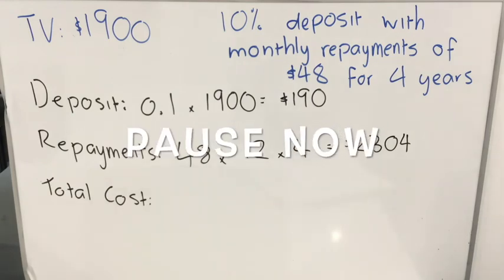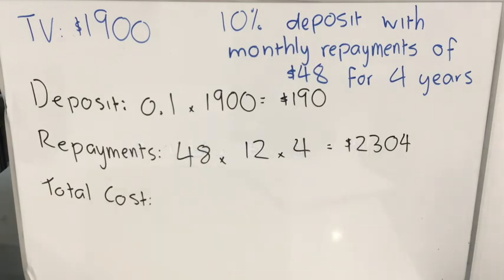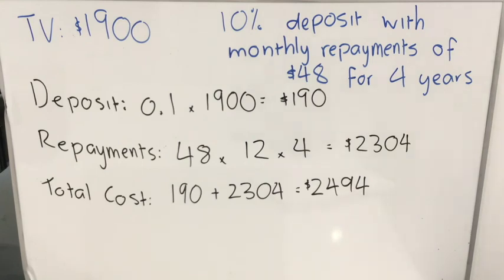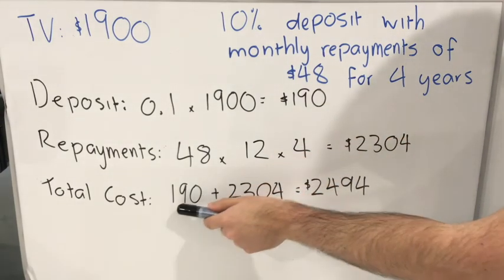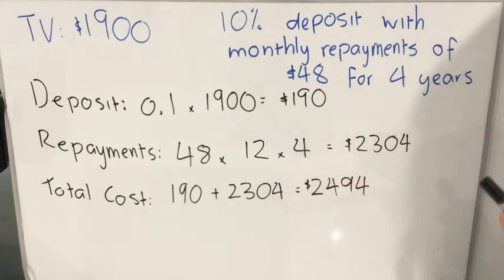Last part, work out the total cost of your TV. So if you take them up on this payment plan, you are paying a total of $2,494 for your TV because you paid them that much in the shop and then you pay them that much every month. So you end up with this total amount here.